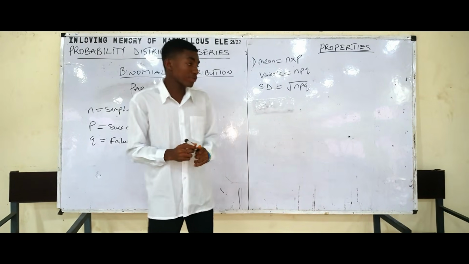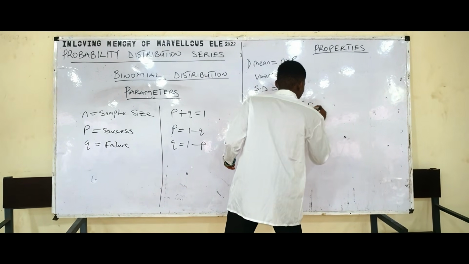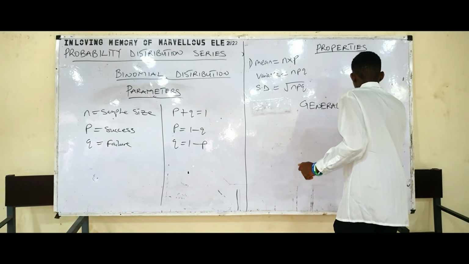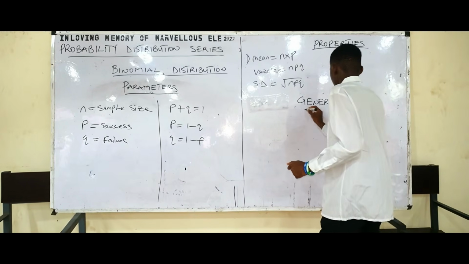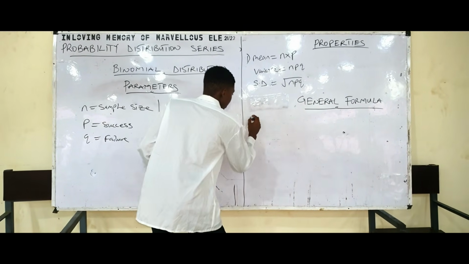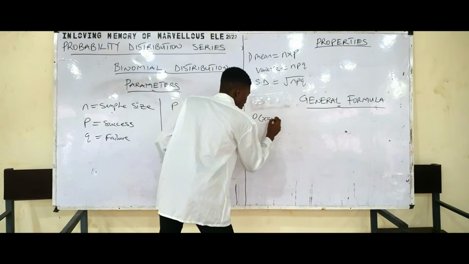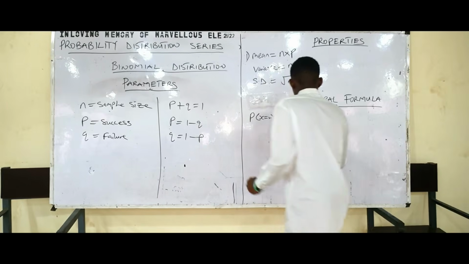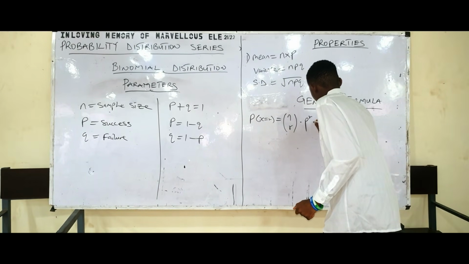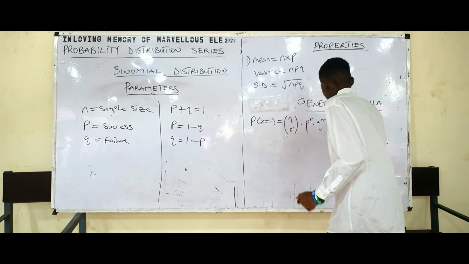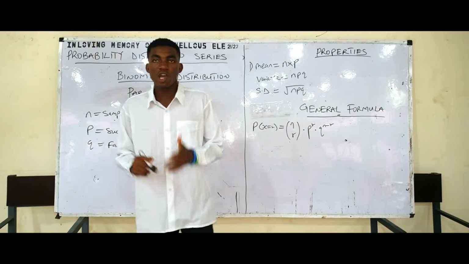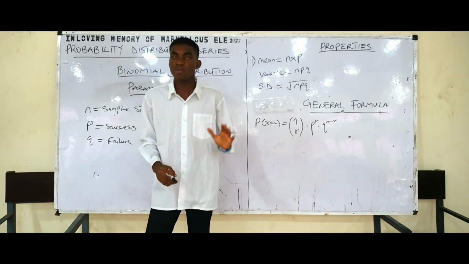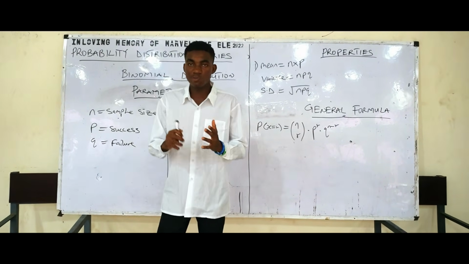Now, the general formula for binomial distribution. P of X equals r equals the combination of n r, times p to the power r, times q to the power n minus r. This is the general formula for binomial distribution. Whatever problem they give you, it is this formula you use to solve them. You understand better when I start solving problems. So let's solve four examples to get more knowledge of binomial distribution.